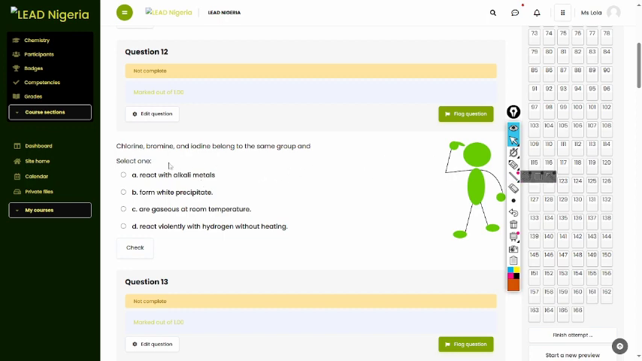So all halogens, because these are halogens, all halogens react with alkaline metals. Alkaline metals are elements under group 1. So elements like sodium, lithium, potassium, and so on. So all halogens would react with elements in group 1 to form simple salts. So for instance, sodium can react with fluorine to give us sodium fluoride. Okay. Another example would be potassium reacting with chlorine to give us potassium chloride.